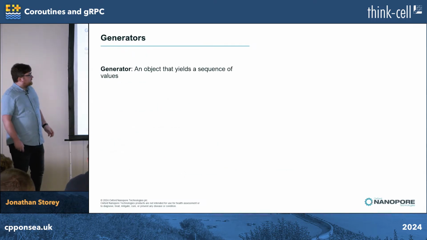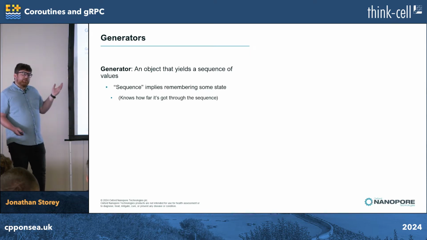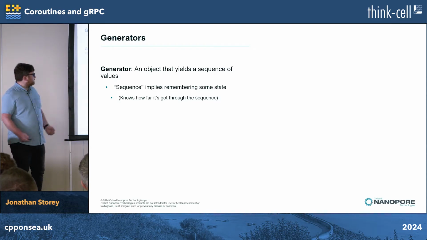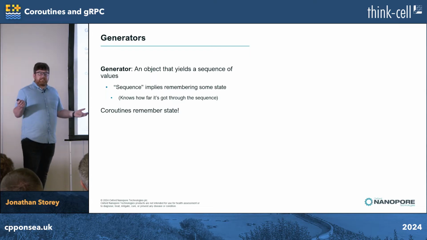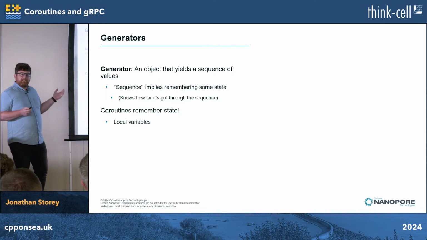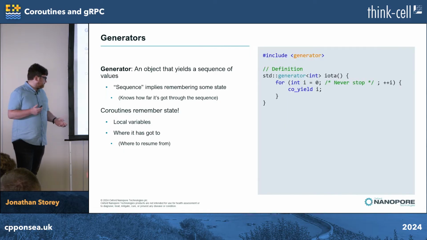So we're going to look at a generator. A generator is an object that yields a sequence of values. And sequence implies that we remember where we've got up to, and we know where to pick up when we produce the next value. Coroutines remember state. Sounds like a job for coroutines. Coroutines have local variables. They've also got a memory of where they've got up to. You can imagine the program counter is also part of the coroutine state. And they know where to resume from.